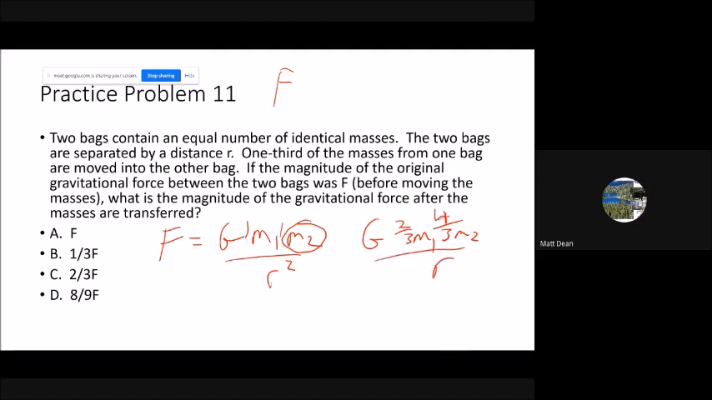So now if you simplify a bit, I'm hoping that you see that 2 times 4 is 8, 3 times 3 is 9. So that's hopefully telling you that the new force of gravity between these two objects is 8/9 of the original force of gravity. So we're looking at answer D. So where the mass is at matters. Even though the total mass of the system didn't change, where the mass is at, which object contains the mass, helps to determine the force of gravity between the two objects.